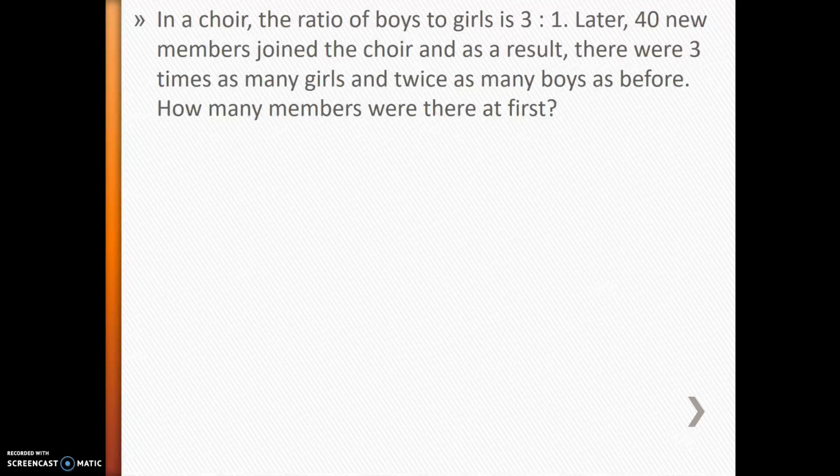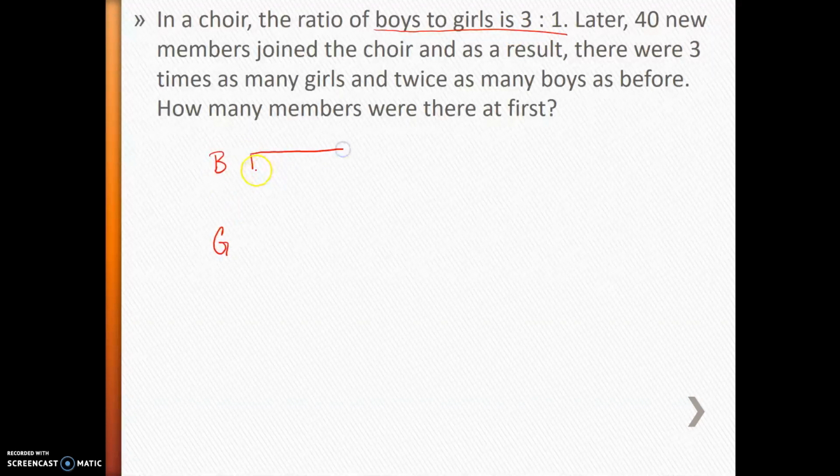So our first problem is, in a choir, the ratio of boys to girls is 3:1. Later, 40 new members joined the choir, and as a result, there were 3 times as many girls and twice as many boys as before. How many members were there at first? Okay, let's start with our situation in the before. So we have the ratio of boys to girls is 3:1. Let's go ahead and model that.